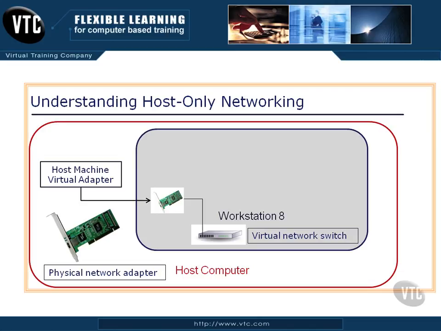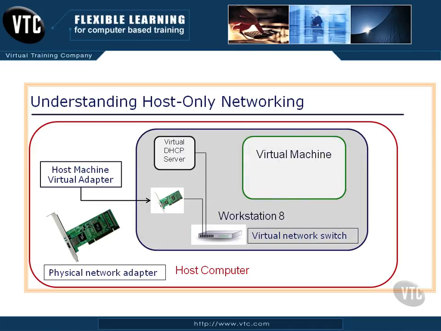All right, now this is something that's different from the other two network types. Workstation 8 automatically installs a virtual adapter that is representing the host machine and is connected out here to the host machine, but don't worry about that right now. Then it also sets up a virtual DHCP server. Then for every virtual machine that we create, it is given a virtual network adapter. It goes into the network switch and it gets its IP address from the virtual DHCP server, just like the host machine gets its virtual adapter IP address from the DHCP server.